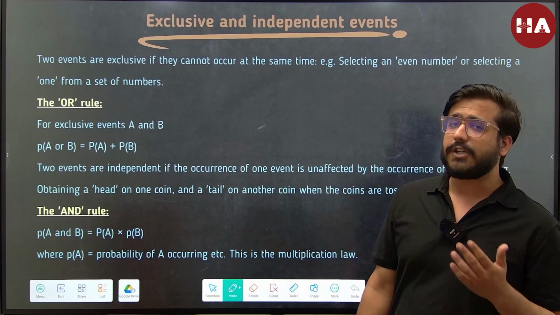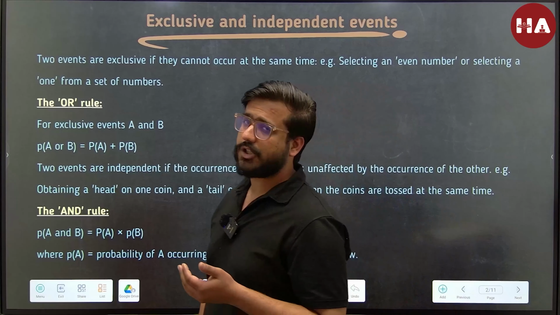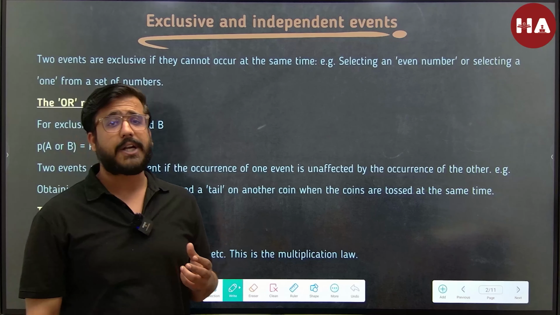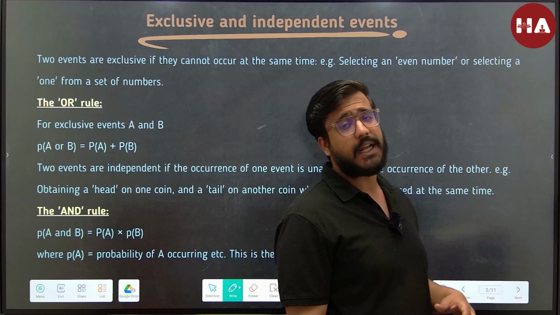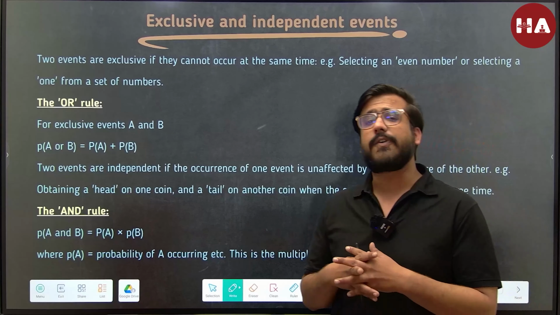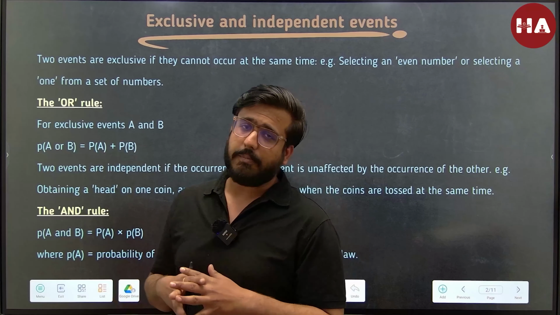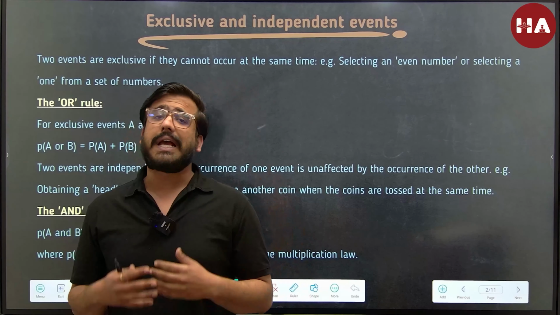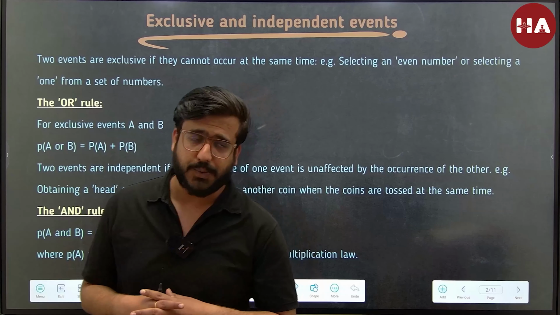Similarly, for the same example, two coins are tossed together and you have to find the probability of getting a head or a tail, then both probabilities will be found separately and then added. You can write these rules and then we'll proceed with the next part, students.